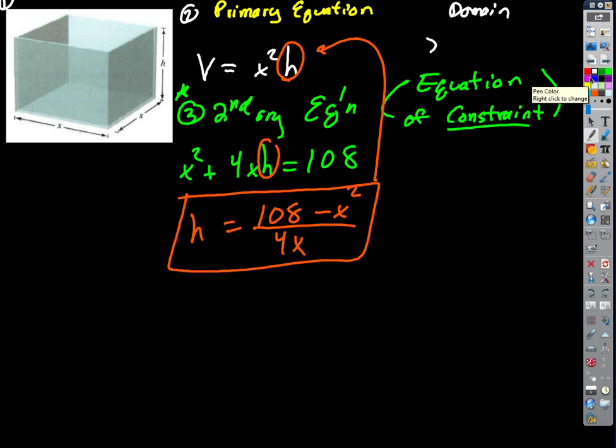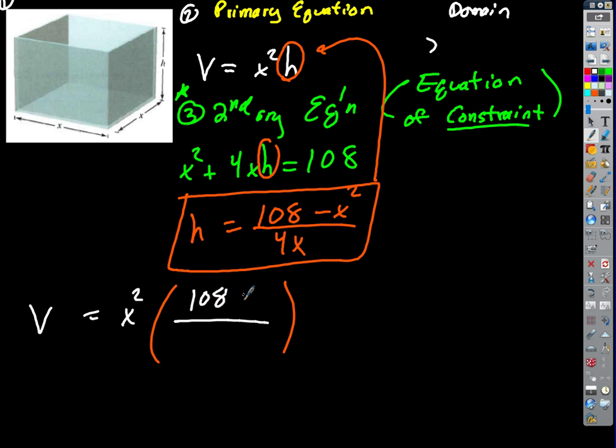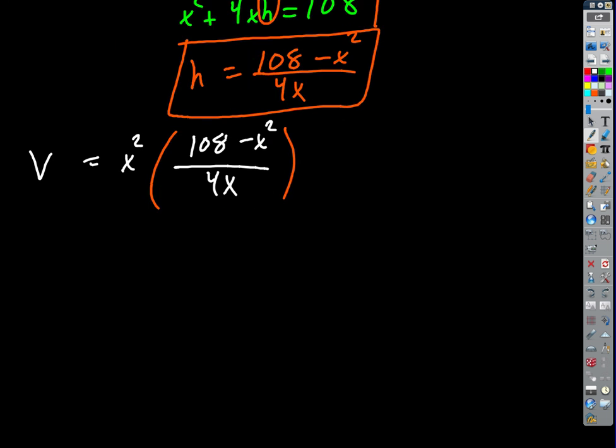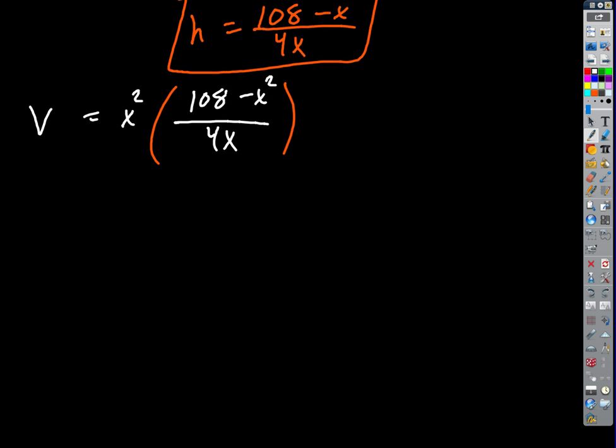So now we get V equals x squared times h, times (108 minus x squared) over 4x. And I could do some algebra on that to make it a little bit easier. For example, I could cancel an x right away, because that's a factor up there, isn't it? I could cancel like factors. I have a factor x on the bottom, and a factor of x squared out front, so that's fair game to cancel an x there.